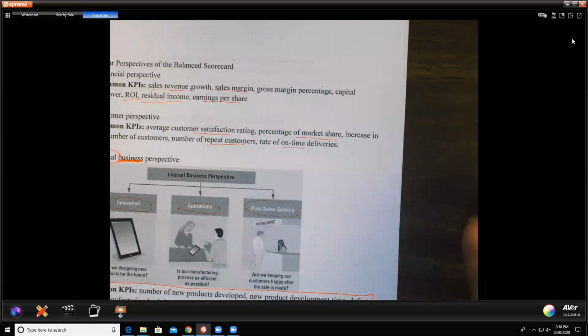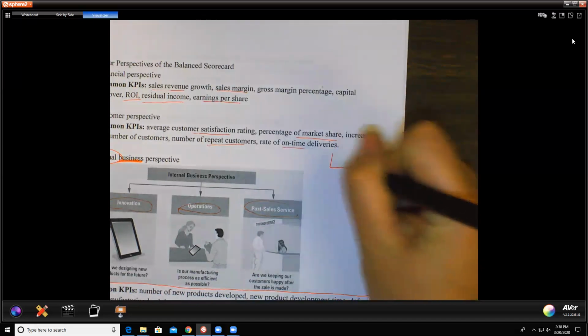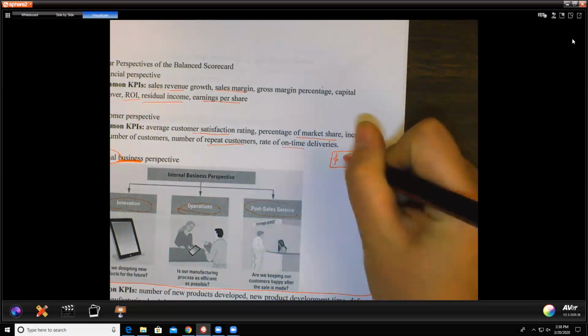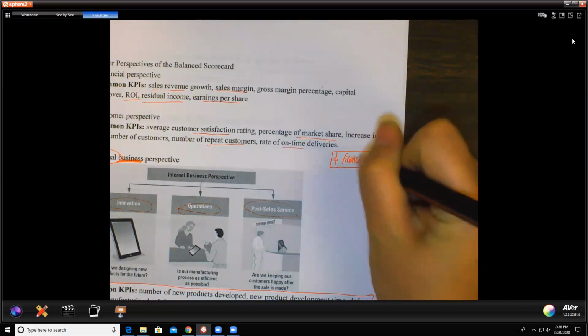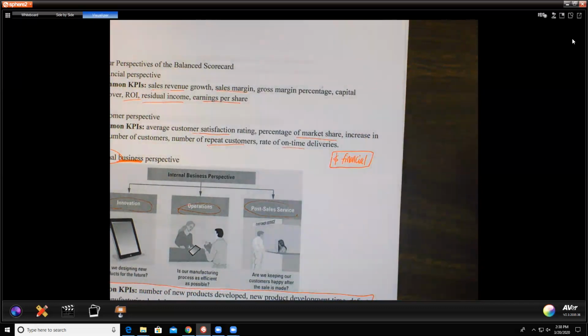The ultimate goal for each company is that they want to earn money, right? I just use dollar amount. So the ultimate goal is still the financial perspective. You want to have more revenue, you want to have lower cost, you want to have a higher return. So that's definitely your first perspective, the financial perspective.